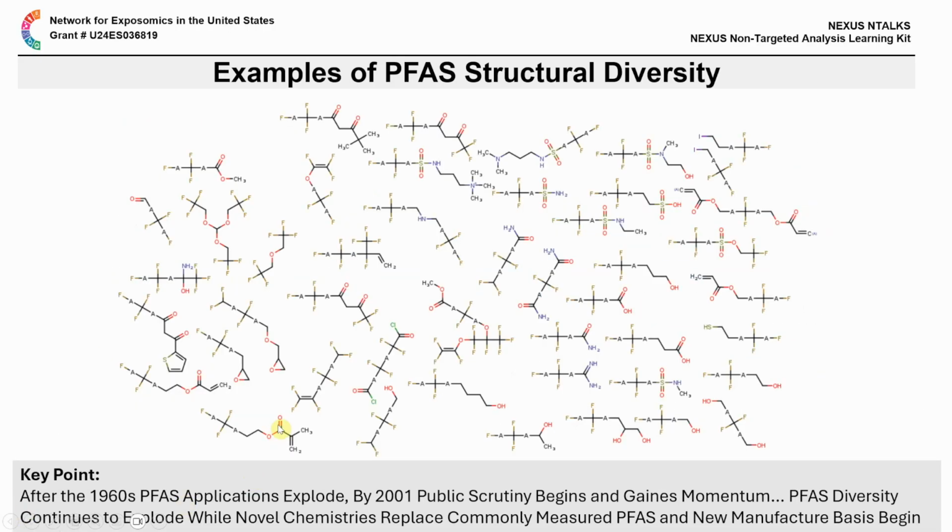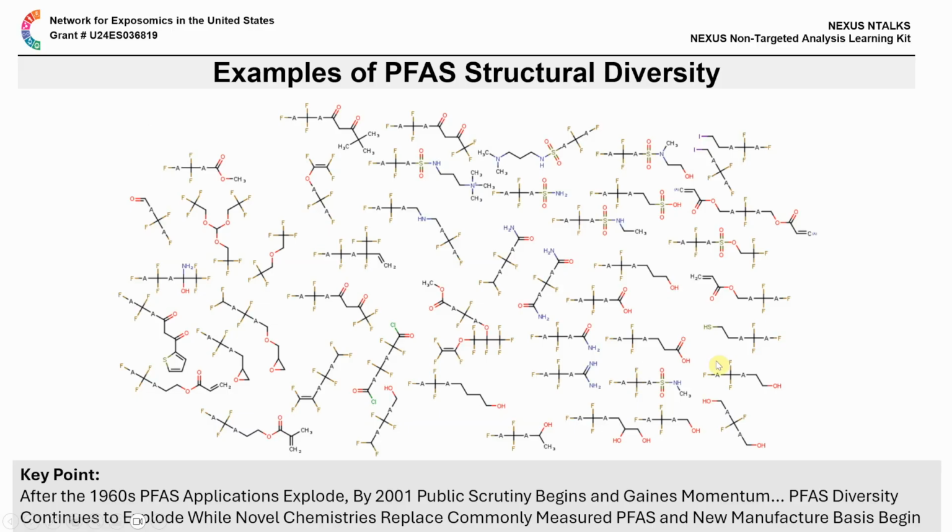So in order to have use in many different applications, there has to be a lot of different types of structural moieties. Some of them might be better for surfactants, some might be better for coating, some might be better for their strong durability or lubricants. Some may be better in food packaging to be more food grade, quote unquote. And so we have a large diversity of PFAS structures.